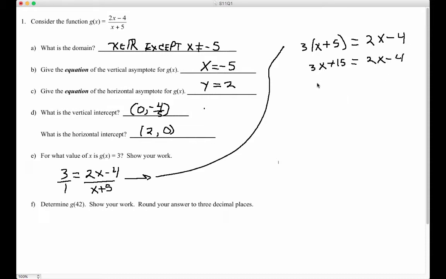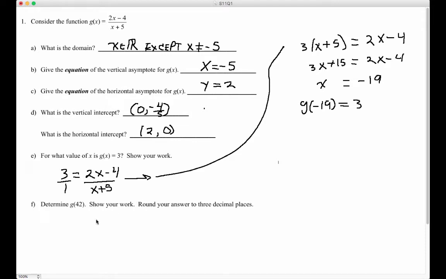Subtract 2x from both sides, we get x. Subtract 15 from both sides, and we're going to end up with a 19. A negative one at that. So what that tells us is that you plug in negative 19 into our function g, and then the output will be equal to 3.